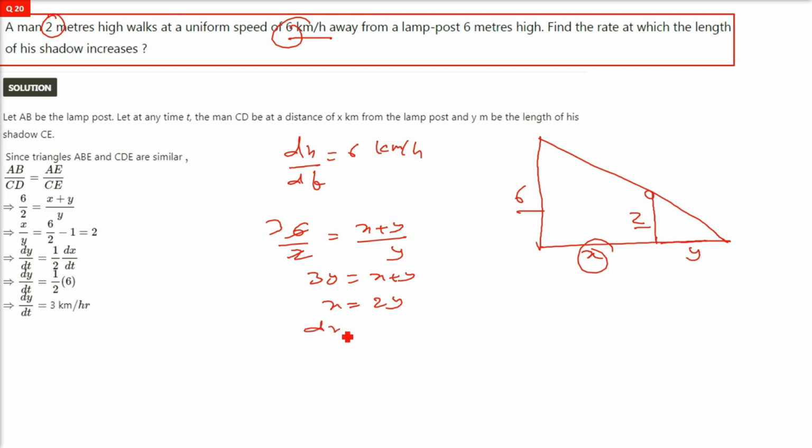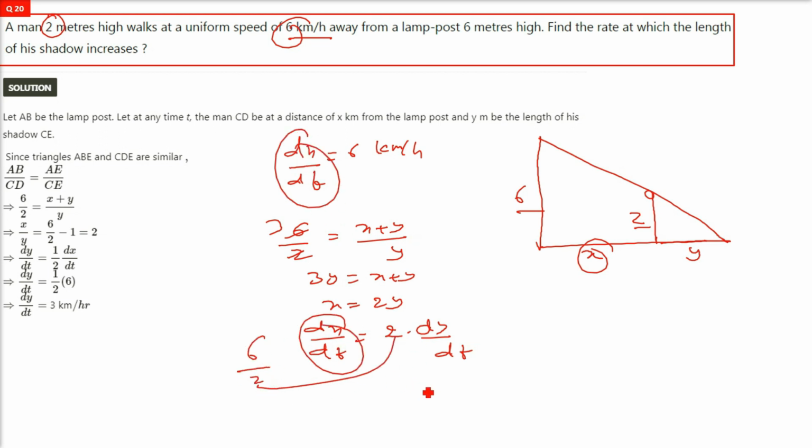Now differentiate: dx by dt is equal to twice dy by dt. As I told you, dx by dt is already with us. It is 6, so this goes down: 2 threes are 6. dy by dt is 3 km an hour. This is your answer. I just quickly followed it because we have already done a question like this.